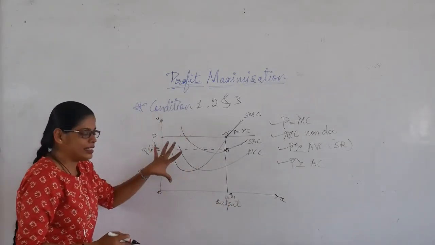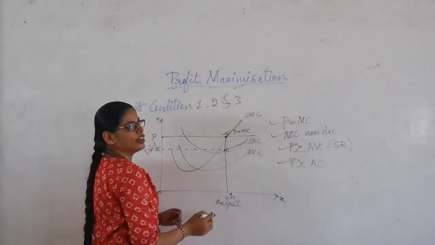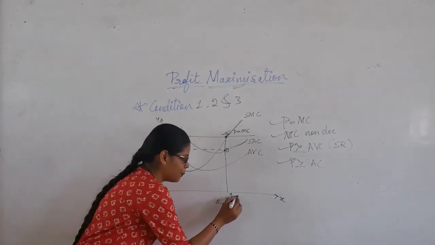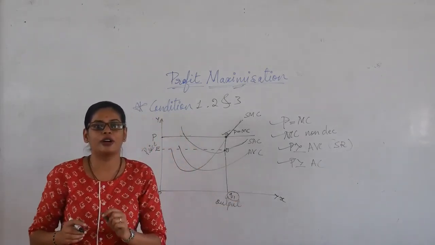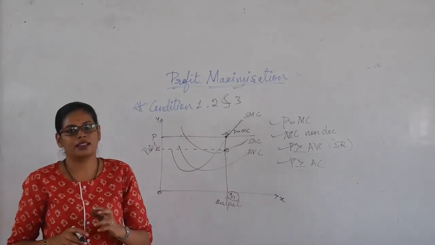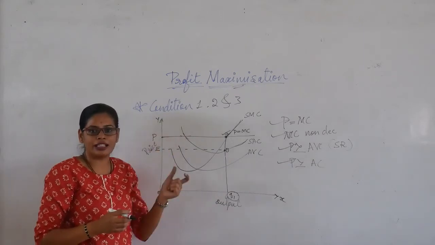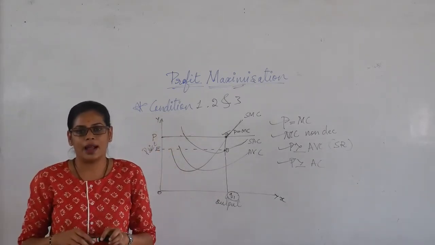So if this is your firm's graph, then you are going to make maximum profits at Q1. This is the level of output at which a firm is making its profit maximum. So this is how we understand the three conditions. If these three conditions are satisfied, then your firm is going to make its profits maximum.